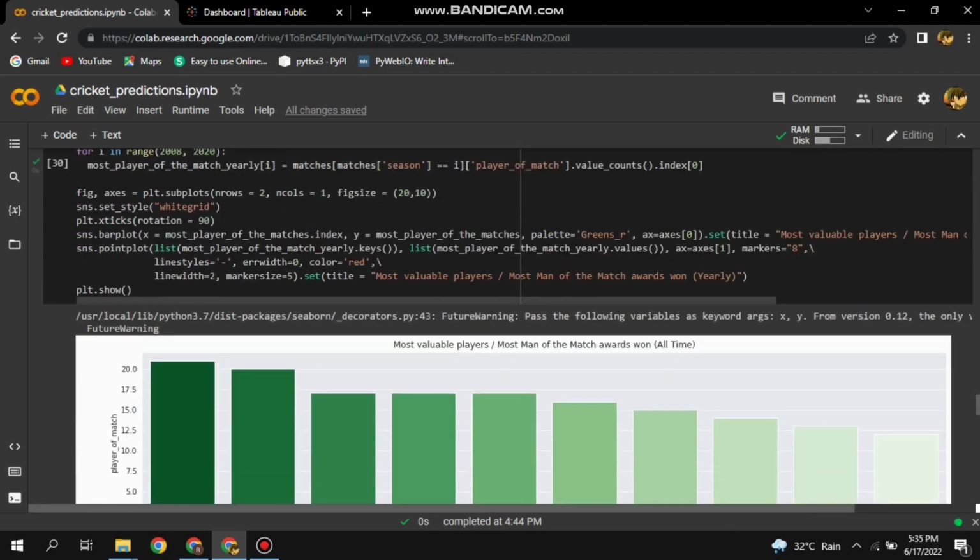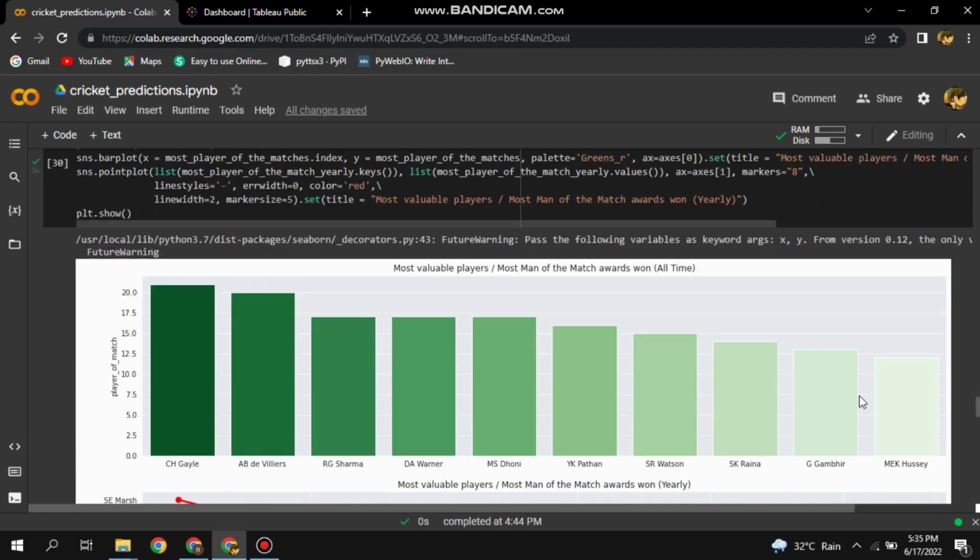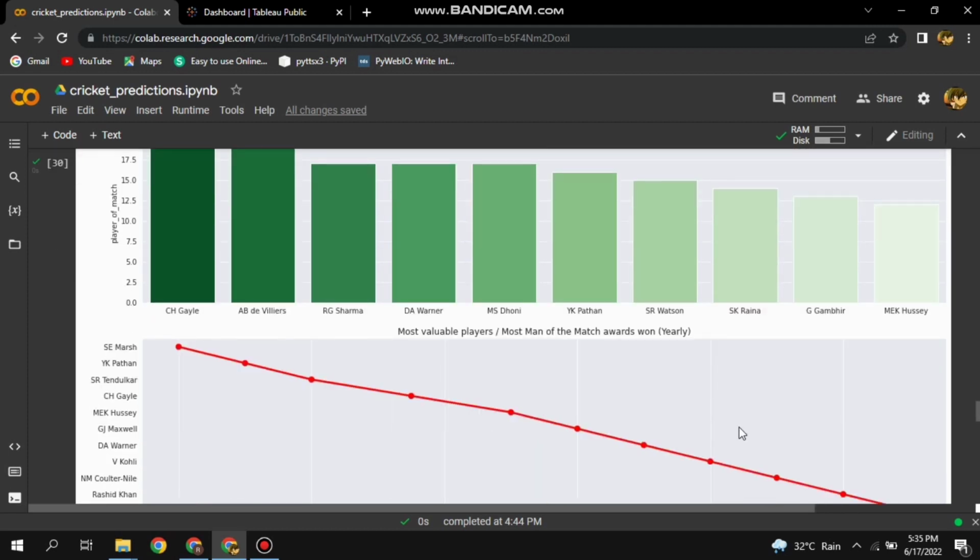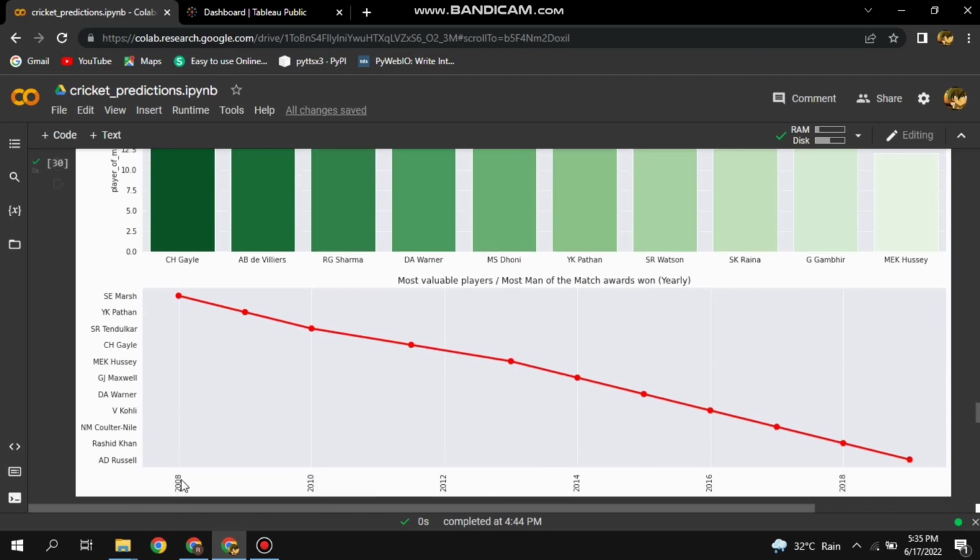And after doing that, I displayed the most valuable players, or the players with the most number of man of the match awards. We can clearly see that CH Gayle, AB de Villiers and RG Sharma have an upper hand in this, and I also displayed the chart of most valuable players yearly. It displays in which year which player has won this award the most number of times.